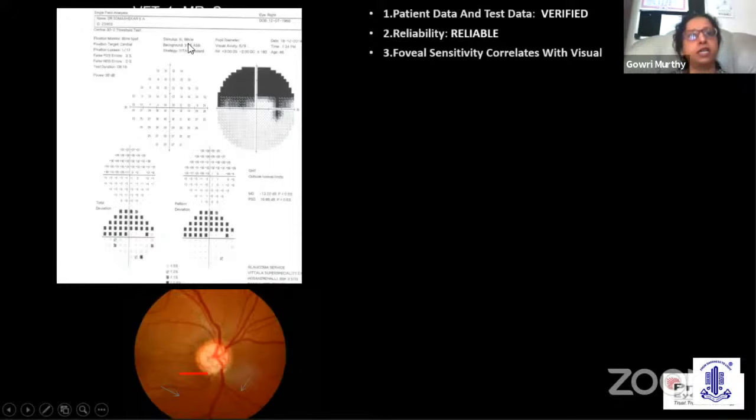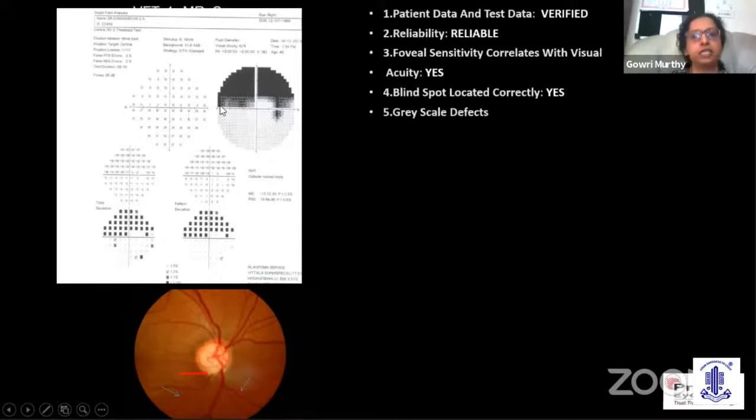The foveal sensitivity is, one second, the fovea is turned on. It is 35 decibels, which correlates with the visual acuity, which is 6/9. And the acuity is correlating. Is the blind spot located correctly? See, when you have the blind spot, the point next to it should be 0. So most probably here the blind spot has been located correctly.